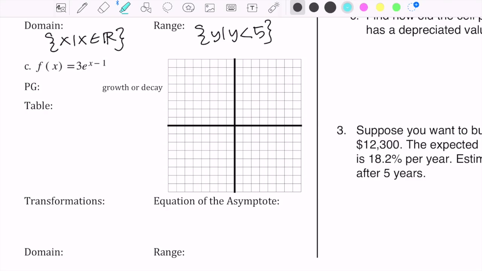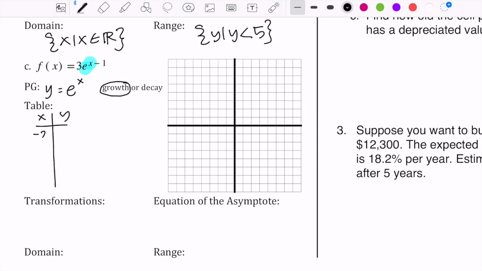Last one in this row, we have 3e to the x minus 1. So again, our parent graph is e to the x. So y equals e to the x. And then because e is about 2.71 and 2.71 is bigger than 1, that's going to be growth. And then we make our table.